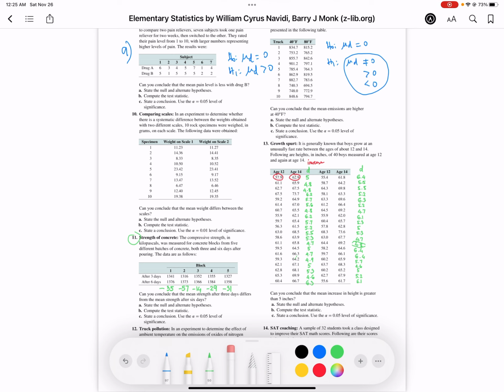Now problem 11: can you conclude that the mean strength after 3 days differs from the mean strength after 6 days? In the problem, they don't tell you that 3 days is more or 6 days is more or less, but they have the word differs. So for differs, we will do mu d not equal to 0 for H1.